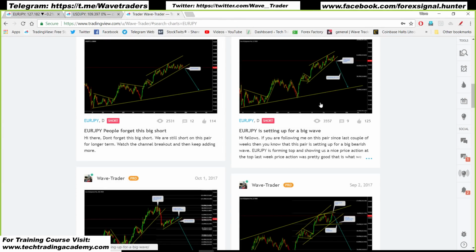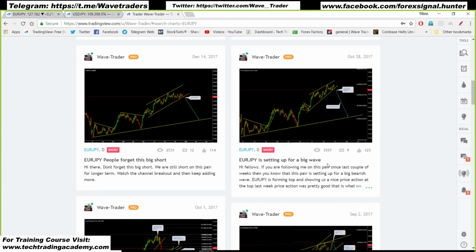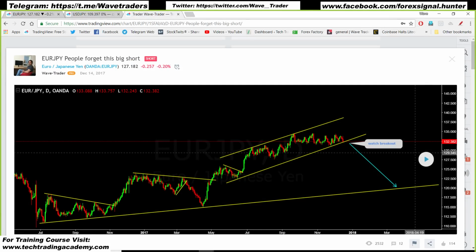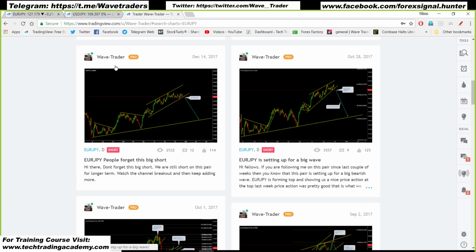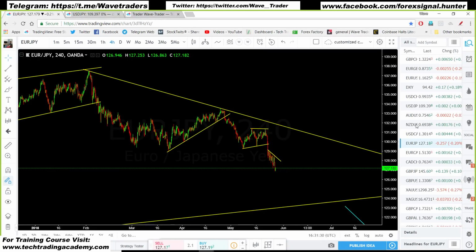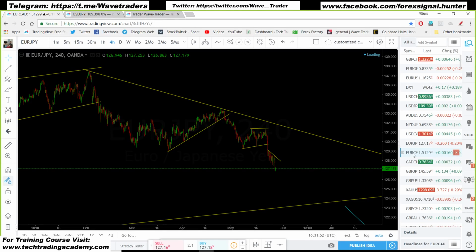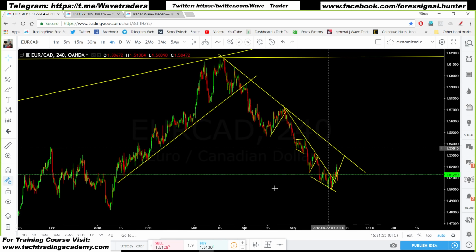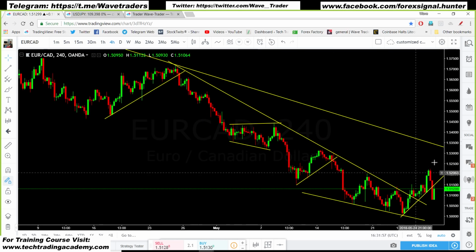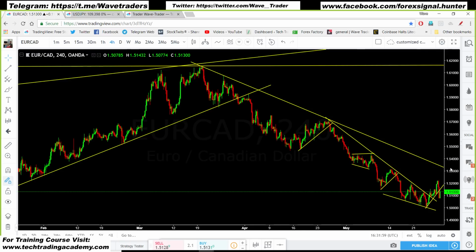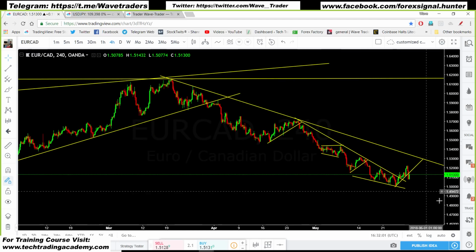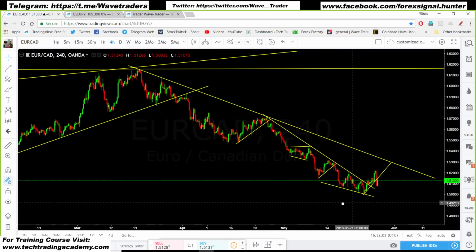Let me look at the chart. This is the December chart. Currently we are having that wave; this wave is just appearing over there. Euro yen and euro CAD. So look for a buy on the euro CAD, a short-term buy.